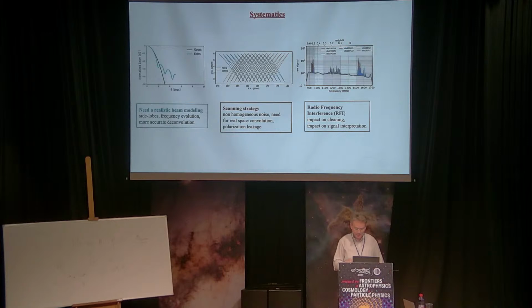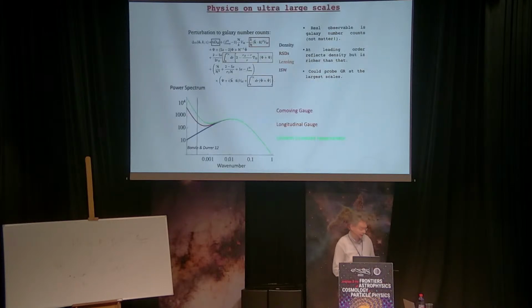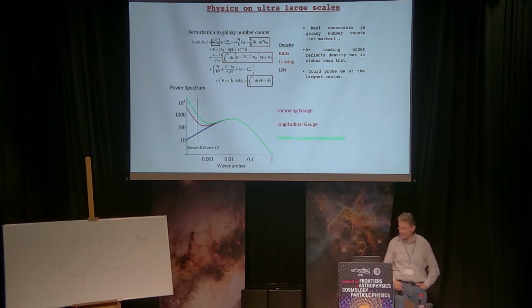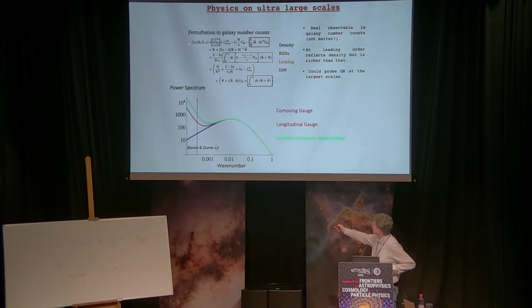Systematics, let me skip this. People working on GR or relativistic effects might know that the general way to work out a perturbation to galaxy number counts involves an equation like this, in which you have the density term, you have the redshift space distortion, but you also have higher order corrections to this, which are basically produced by the potentials, and the lensing. And people are after this.